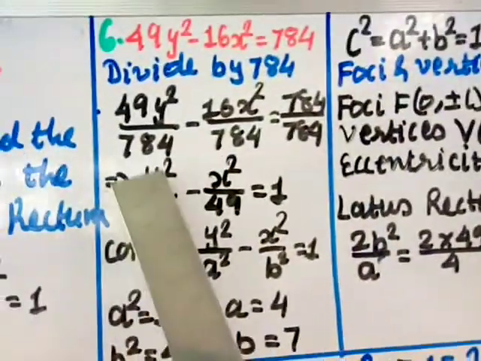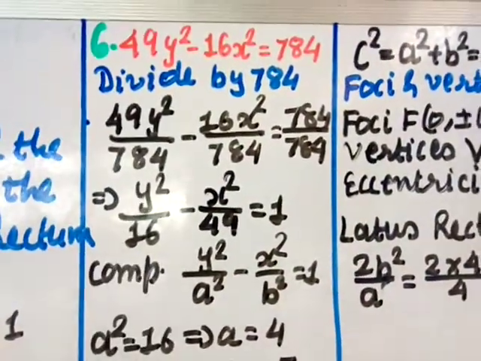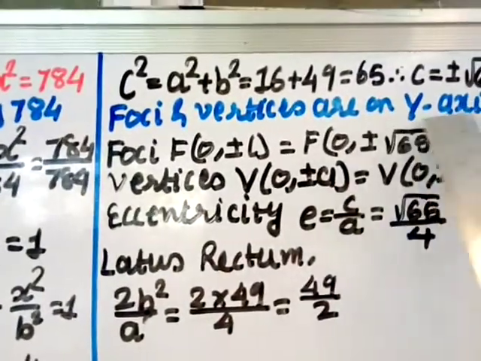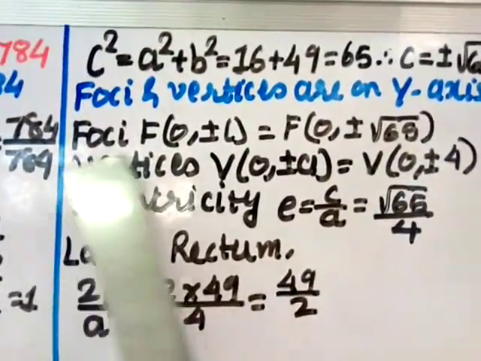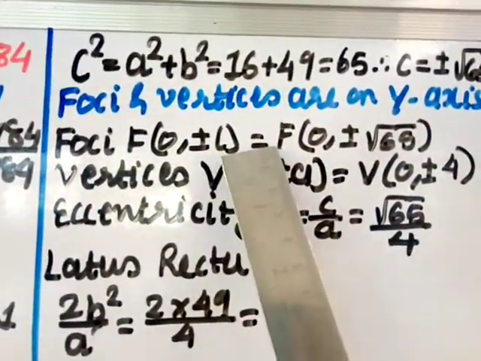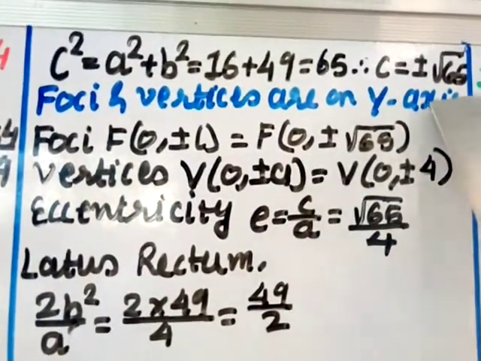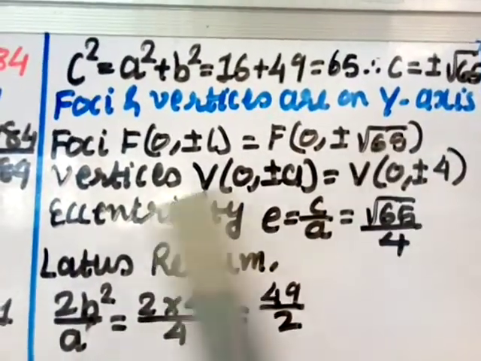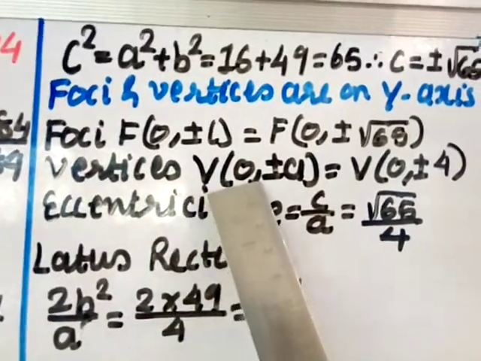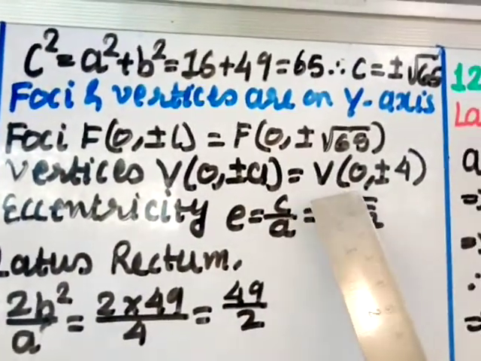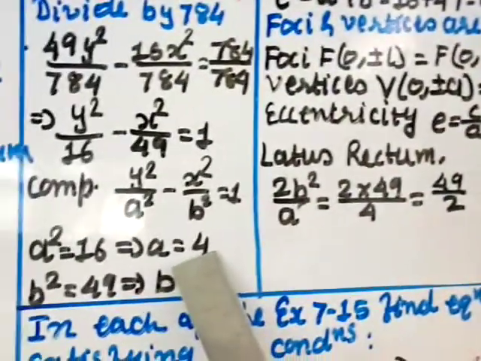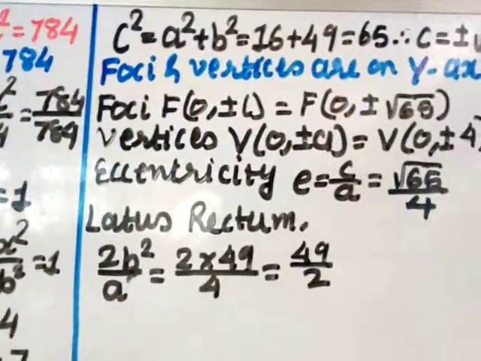Now here denominator of y square is positive, that means the foci and the vertices are on the y-axis. So foci will be of the form 0 plus or minus c, equal to 0 plus or minus c value, this much, root 65. And vertices also of the form 0 plus or minus a, so vertices 0 plus or minus a value is 4, so put plus or minus 4.